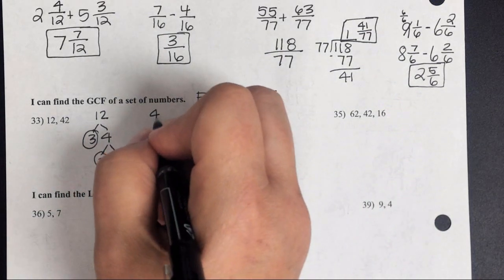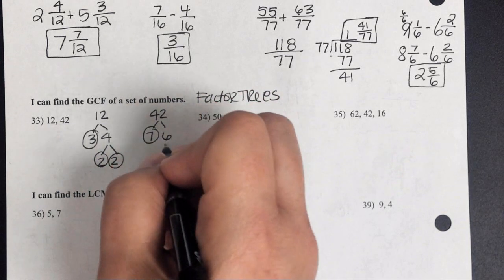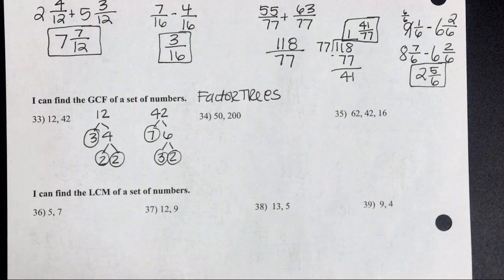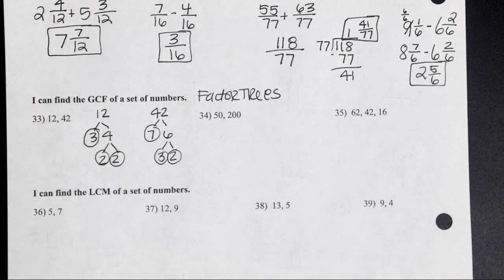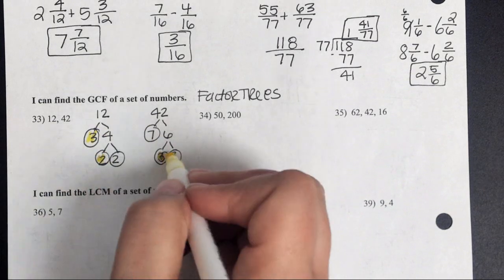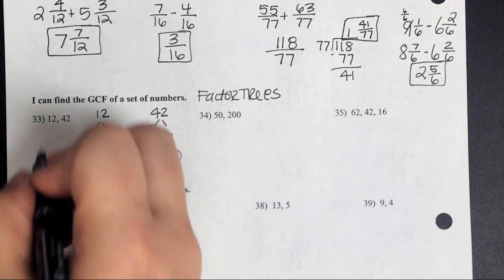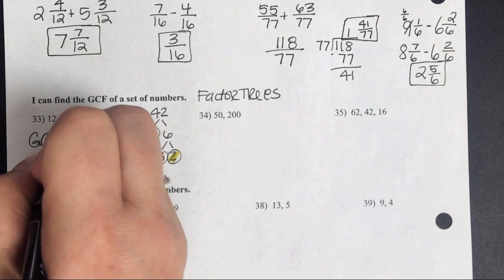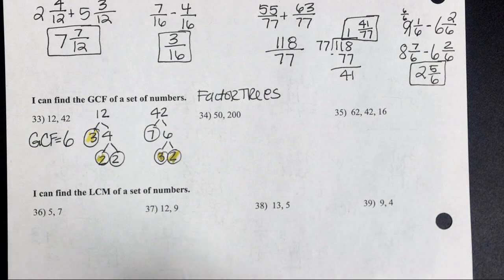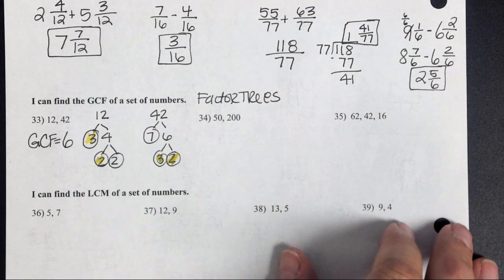Okay, and we also have 42. We could say 7 times 6, 7 is prime. This will give us 3 times 2. And now we're going to look and see which numbers they share. So we have a 3 here and a 3 here, a 2 here and a 2 here. So if we have 3 and 2 in both columns, my GCF, my greatest common factor, would be 6. Because I took both of these and multiplied them together. 12 and 42 can be divided by 6.